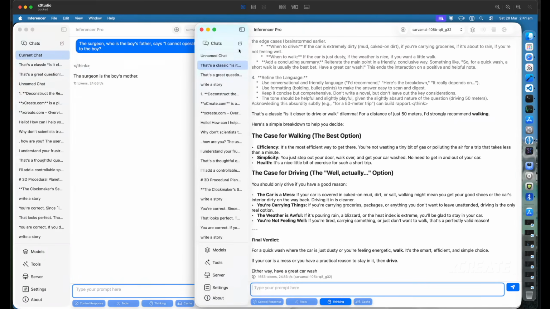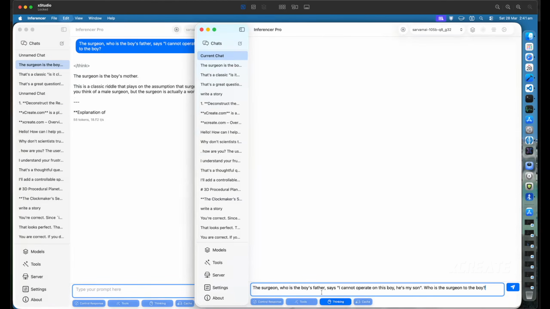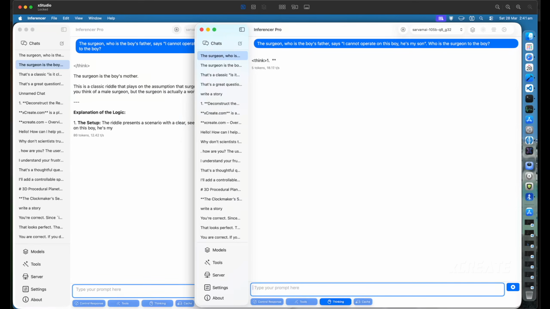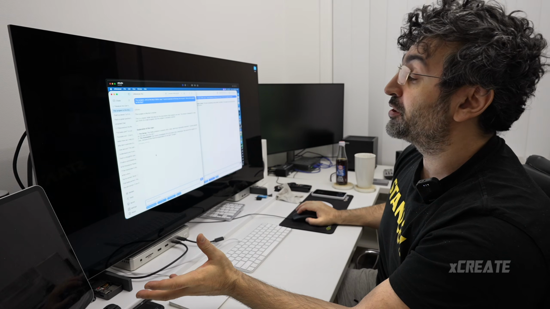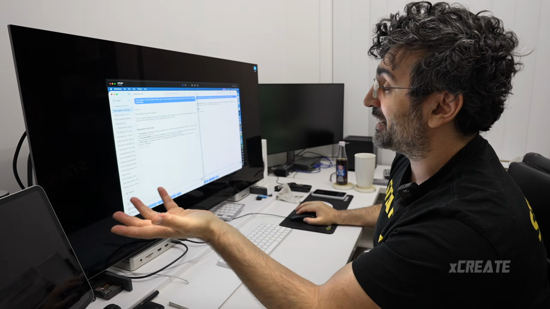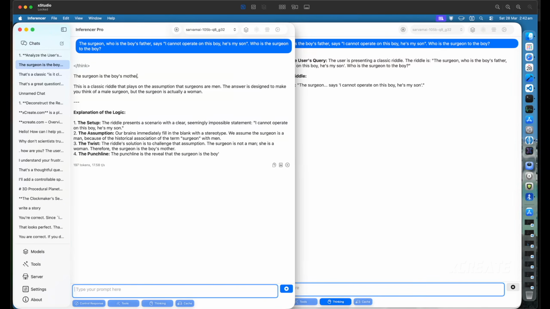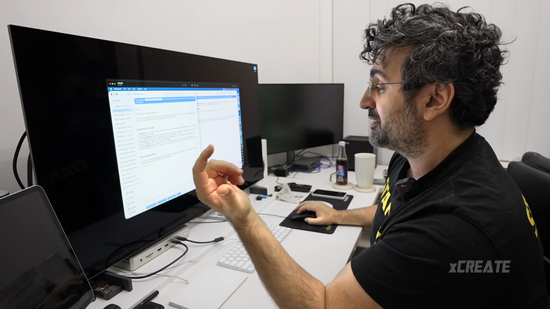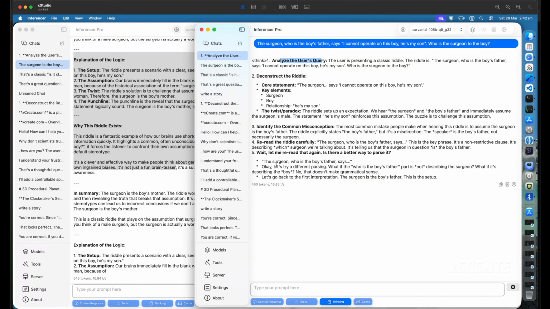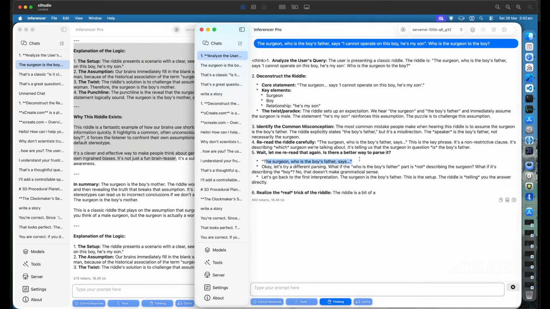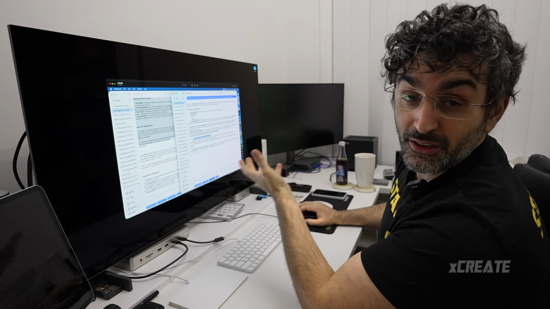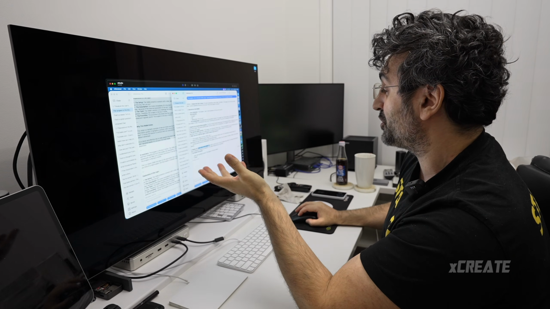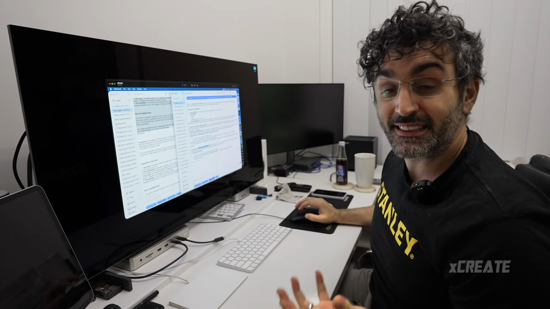And the surgeon is the boy's father. Who is the surgeon to the boy? And if it's got its training data wrong, or if it's following its training data, it's going to say exactly what it says there: the surgeon is the boy's mother, because that's the original riddle. Here, however, we say that the surgeon is the boy's father. So it failed, and it knows, look at that, the surgeon who's the boy's father. So it knows that it's a trick, and it knows what the real riddle is. Let's see what it will answer.